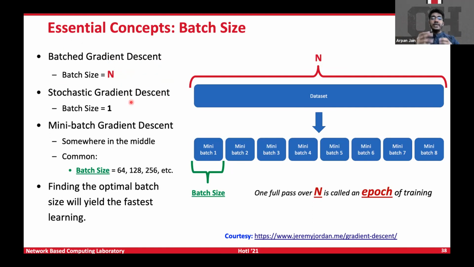So we have something in the middle called mini batch gradient descent. If you have 100 samples, you can take 10 samples from the data set, do the forward and backward pass on those 10 samples, and update the parameters. This is mini batch gradient descent, and we are going to use this one for the training. One full pass over the data set is called an epoch, and we need several of these epochs to train the model.